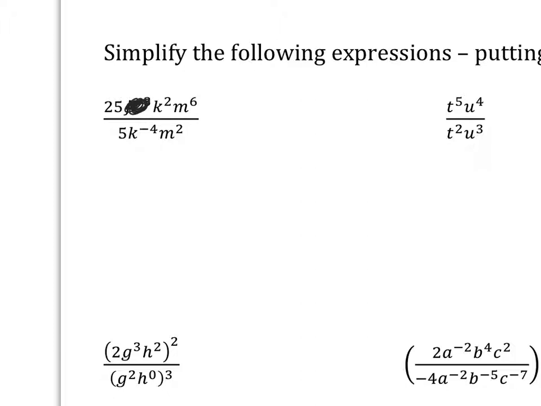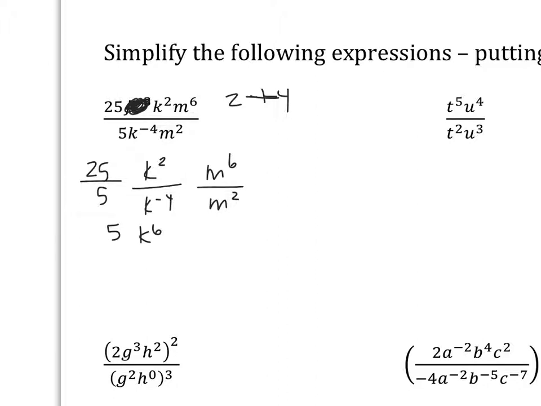So 25 over 5, let's break it up there. 25 over 5, just the numbers. That will simplify to 5, right? Okay, now I have k squared over k to the negative fourth. Again, I subtract exponents. So if I have 2 minus negative 4, again, when I divide exponents with the same base, I subtract their exponents. So 2 minus negative 4, chop chop, is really plus, I get k to the sixth. Now I have m to the sixth over m squared. Again, I subtract, or if I take away 2 there, I'm left with 4 in the numerator. So 5, k to the sixth, m to the fourth. That would be my final answer.